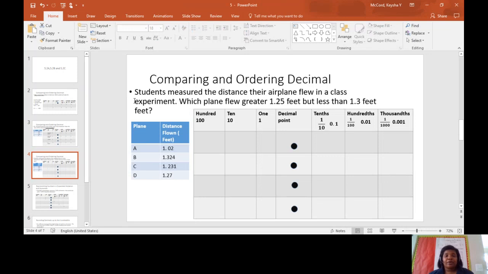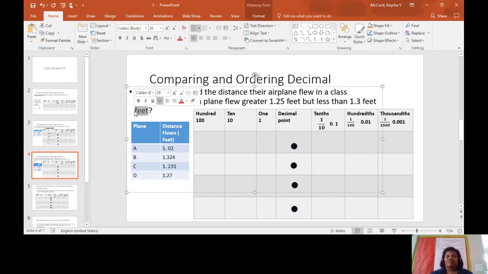Students measured the distance their airplane flew in a class experiment. Which plane flew greater than 1 and 25 hundredths feet, but less than 1 and 3/10 feet? So, if we look here, these are the 4 planes that were flown in class. I want to know which one flew greater than 1 and 25 hundredths, but less than 1 and 3/10 of a foot.